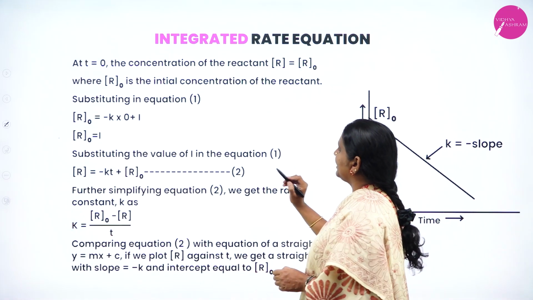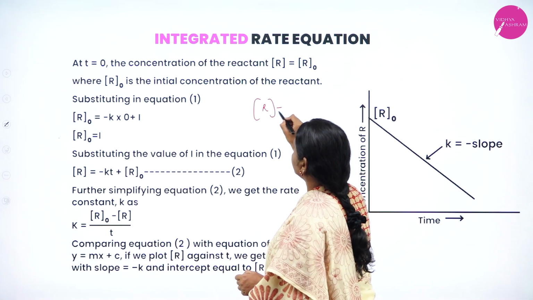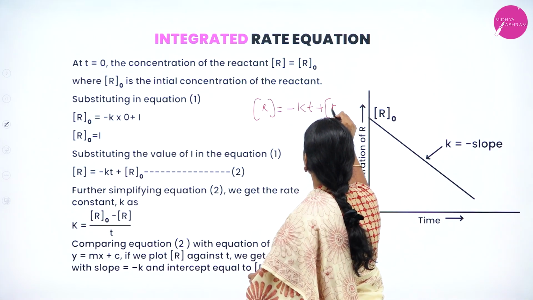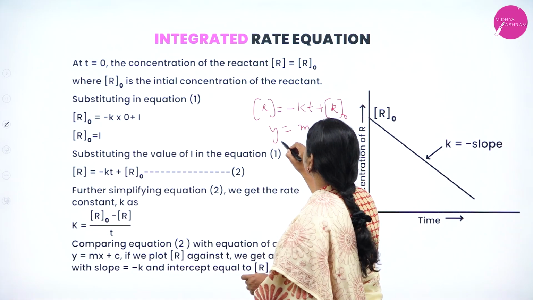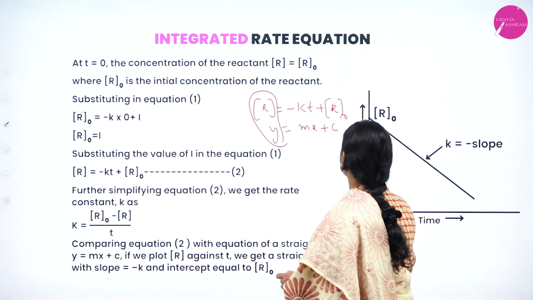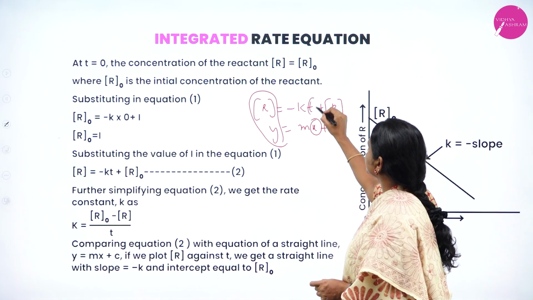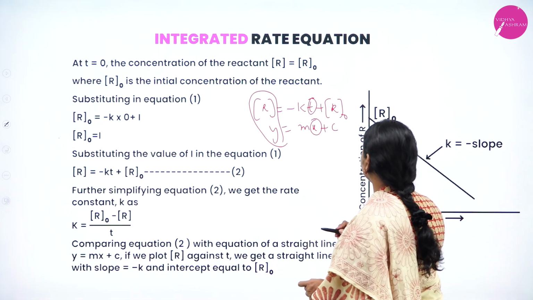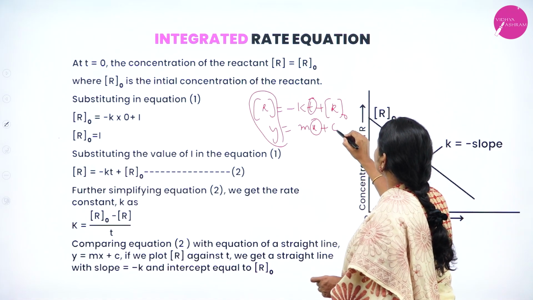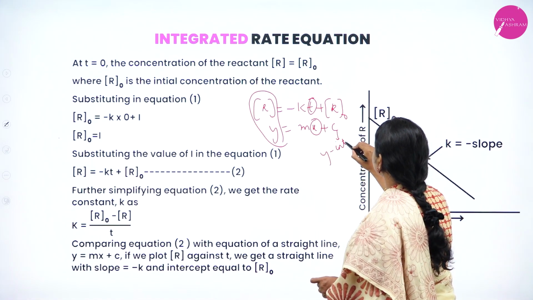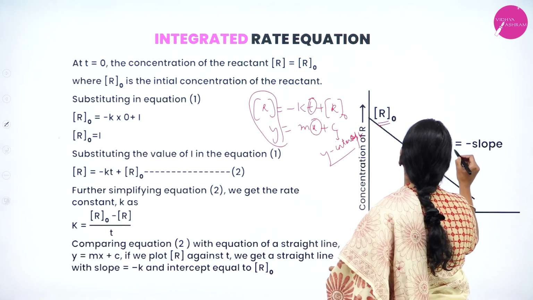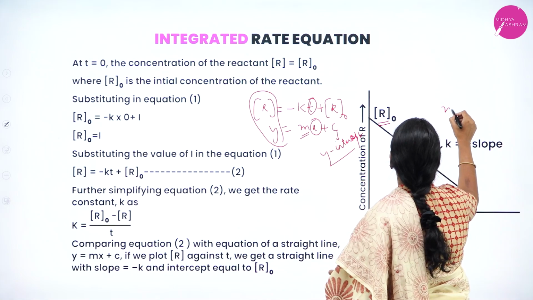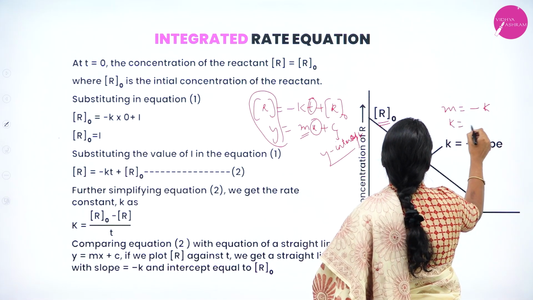Now, I'll compare equation 2, molar concentration of R is equal to minus kt plus R0, with y is equal to mx plus c. In place of y, we have the molar concentration of R. In place of x, we have time. And c, the y-intercept, is R0. And the slope m is equal to minus k, or k is equal to minus slope.